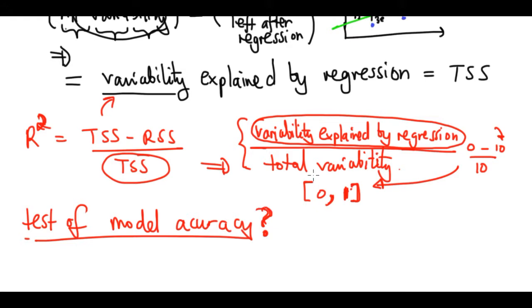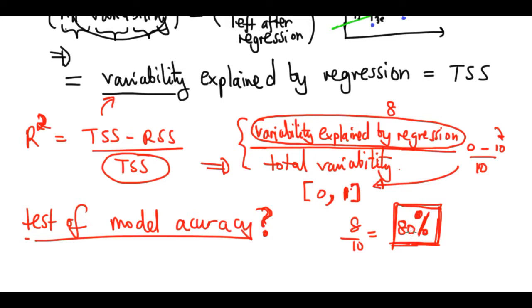Imagine we're saying total variability is 10, and then our regression explains 8 of that variability. It means it's going to be 8 over 10, which is like 80%. So the variability that we're being shocked by in our data can be explained using regression. How good is that model? It means that model is 80% accurate, which is very, very good.